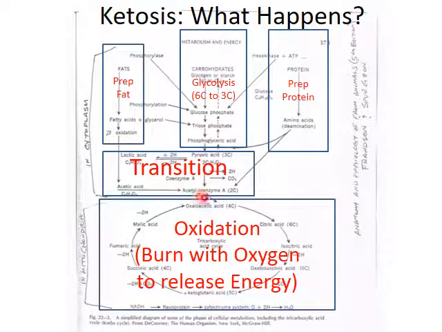So if the 2 carbon units can't get into oxidation, they start to back up. We get lots of extra 2 carbon units. And then the body says, well, I got all this stuff. I can't have it in here. I've got to export it. I got to get rid of it. The body converts those 2 carbon units into ketones, and that's where we get into trouble.